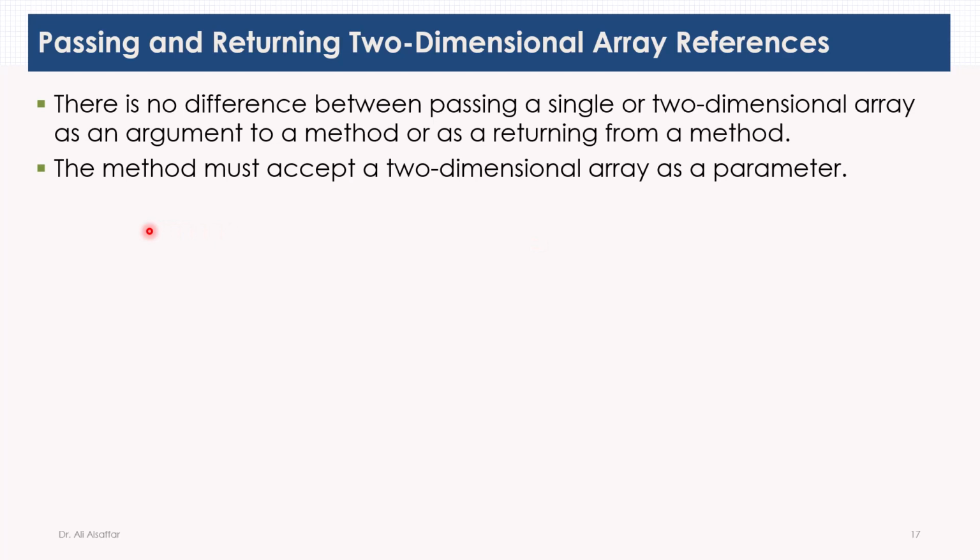Our next point of discussion is how to pass and return two-dimensional array references to methods. There is no difference between passing a single or two-dimensional array as an argument to a method or returning it from a method. And we have already learned how to do that on a single-dimensional array. The method must accept a two-dimensional array as a parameter, both in actual parameters and in formal parameters.